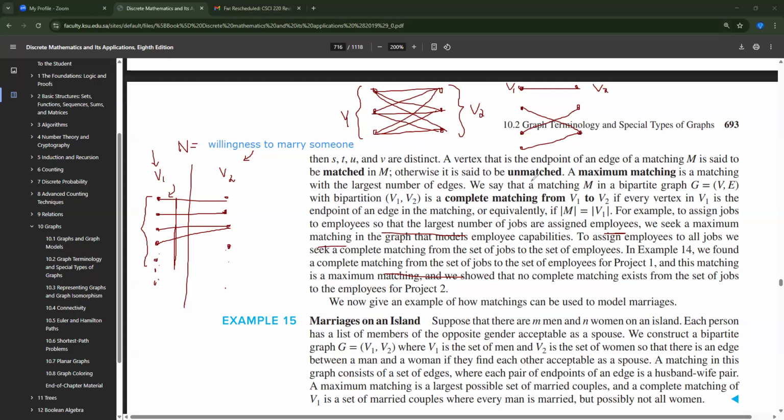No, isn't this a complete matching from V2 to V1, right? Because a complete matching from V1 to V2, we have 4 edges, 1, 2, 3, 4, and 4 nodes in V1. But not from V2 to V1 because there are 4 edges with 3 nodes in V2.